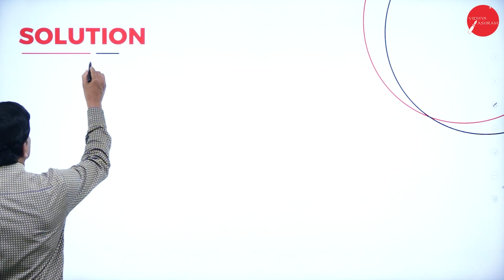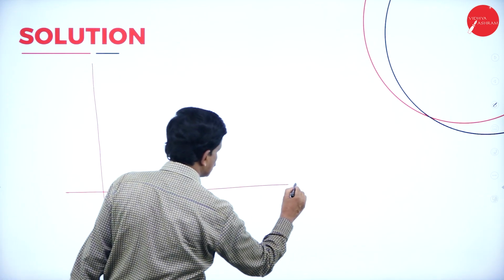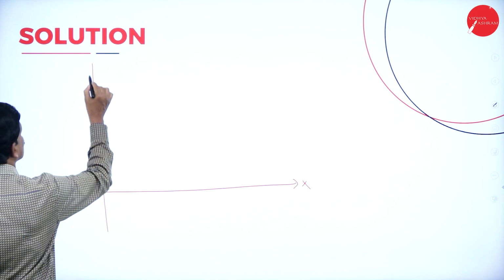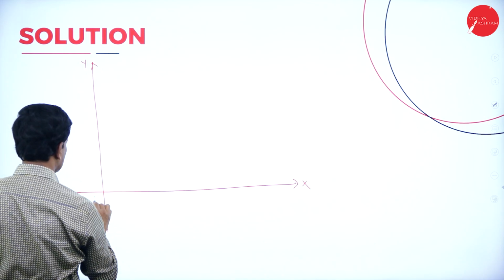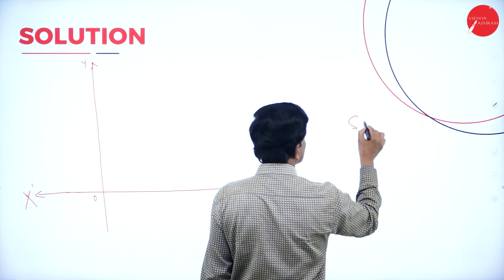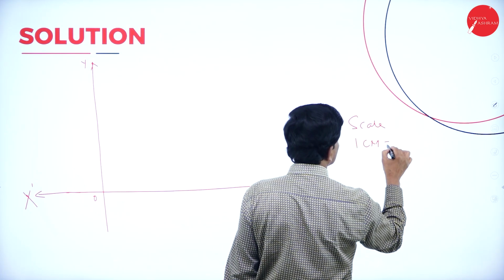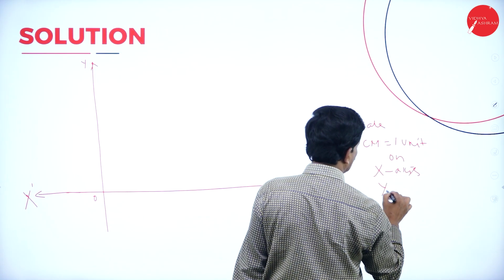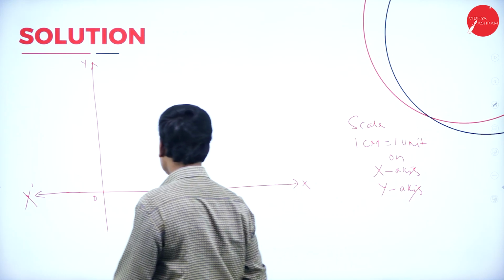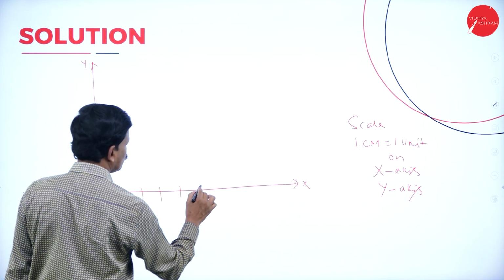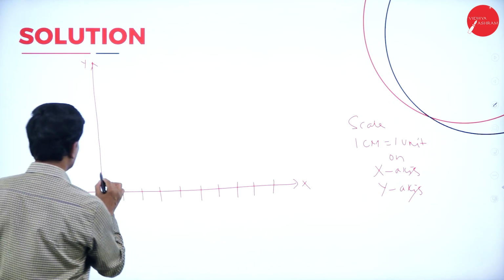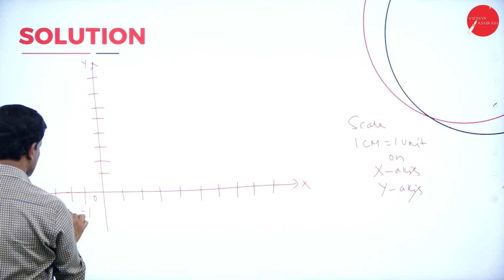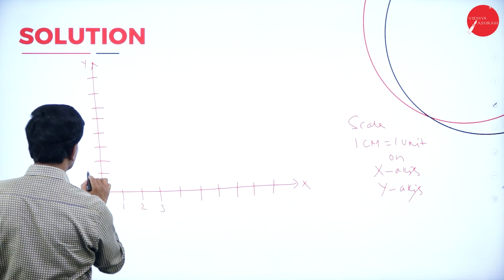This is the graph sheet. X-axis, Y-axis, X dash axis, Y dash axis. Now 0. Take the scale as usual: 1 centimeter is equal to 1 unit on both X-axis as well as Y-axis. So this is 1, 2, 3, 4, 5, 6, 7, 8, 9 on the positive axes, and here it is -1, -2.